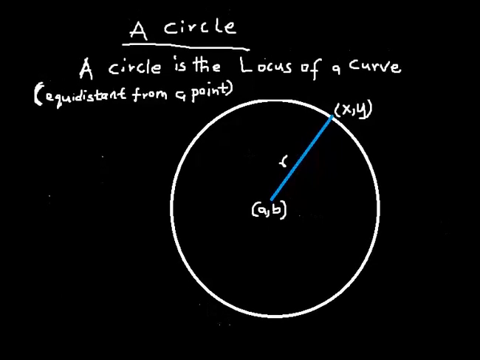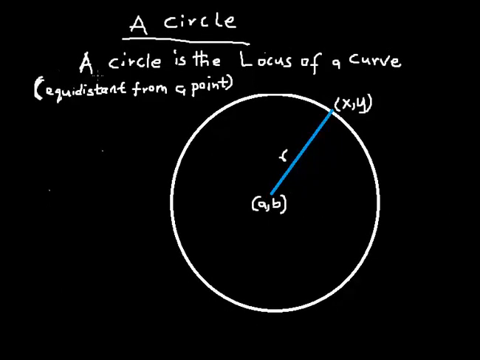Okay, the introduction to a circle. Now, what's a circle? A circle is actually the locus of a curve equidistant from a point. As you can see, this is a circle. Every circle has a curve, and that curve goes around and is equidistant from a particular point, and that point is the center of the circle.